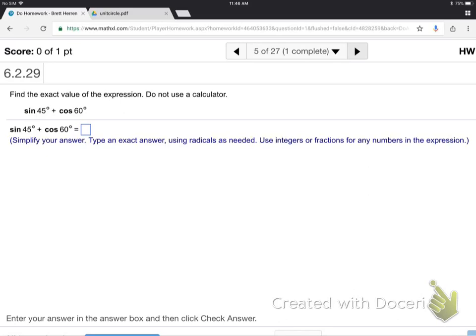All right, so sine 45 plus cosine 60. How do we do it?